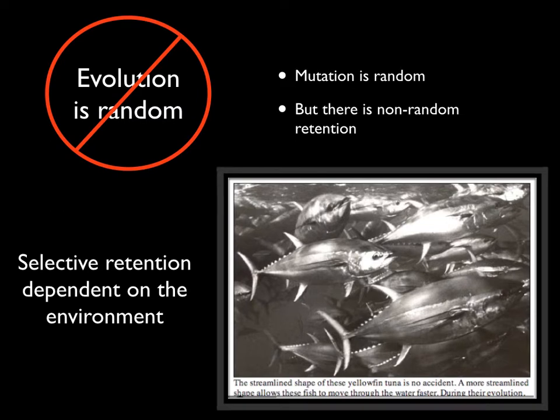At the same time, evolution is not random. Mutation is random. The generation of new alleles is random, but there's non-random retention. We call this selective retention, and that's dependent on the environment. Mutation can produce new variations within a population. Some of these variations help individuals be successful. Most of them, in fact, probably decrease the competitiveness of individuals. And the ones that increase your ability to find food and mates and leave behind genetic material are a result of the selective retention of these new variations that increase your competitive ability.